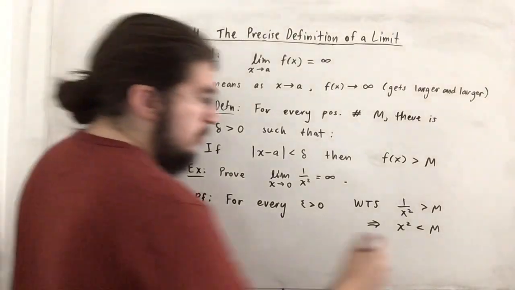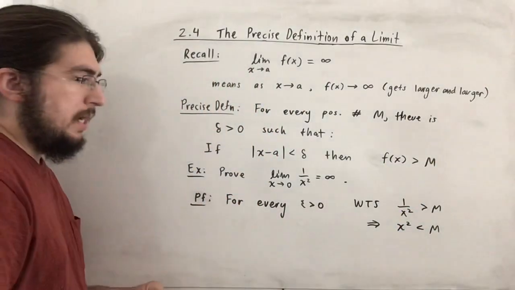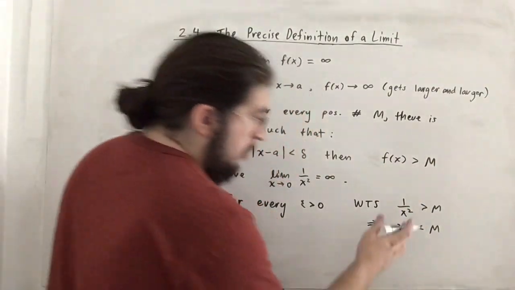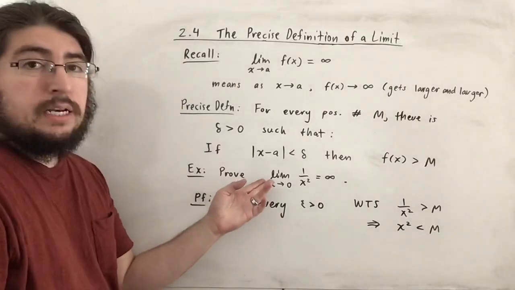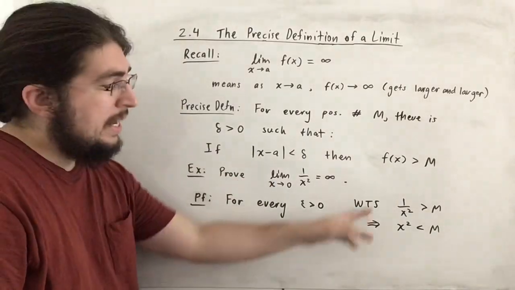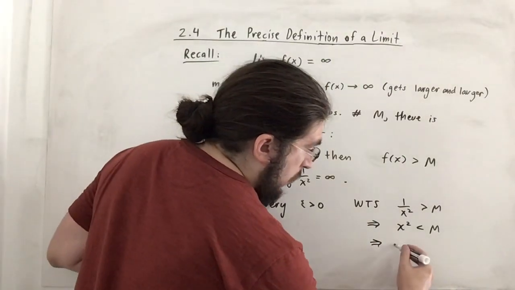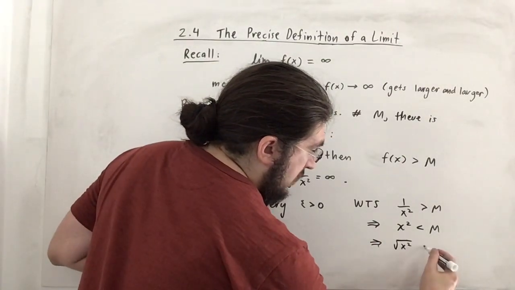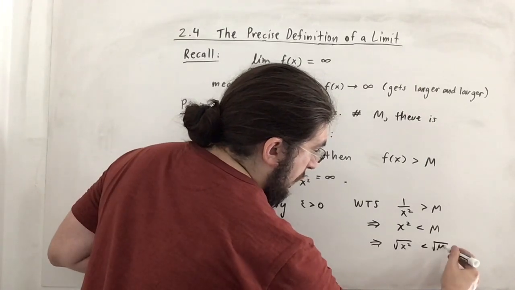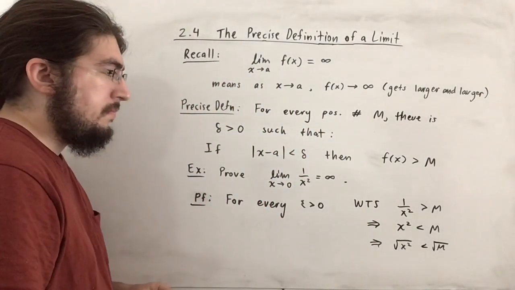And now we can square root both sides because, again, everything inside is positive. And notice this makes sense because even if we're approaching x equals 0 from the left or from the right, x squared is positive regardless. So now this implies that the square root of x squared is less than the square root of m. Perfect.